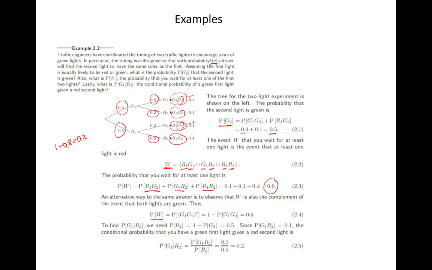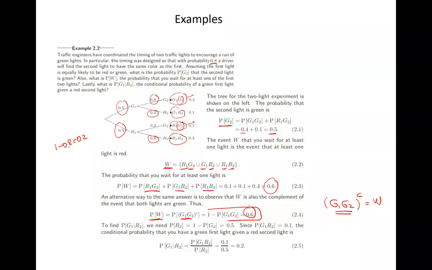Alternatively, we can calculate the probability of waiting at least one light as the complement of the event green, green, because there is just one outcome where there is no red. So the complement of this will give us simply waiting at least one light. So this could be maybe easier. 1 minus probability of G1, G2, which is again 0.6.